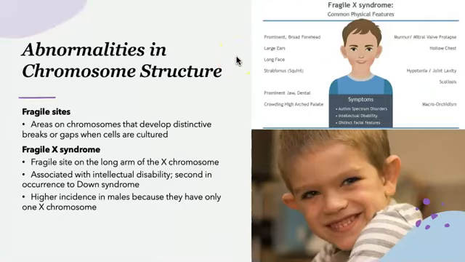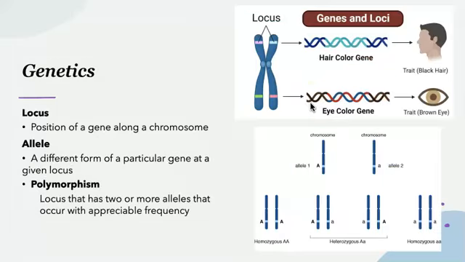Now, we do have some areas that we call fragile sites. These are areas on the chromosomes that develop distinctive breaks or gaps when cells are cultured, and an example of this is Fragile X syndrome, where the fragile site is on the long arm of the X chromosome. If someone has this condition, they are associated with having intellectual disability, second in occurrence to Down syndrome. And we do see a higher incidence in males because they only have one X chromosome, whereas females have 2 X chromosomes.